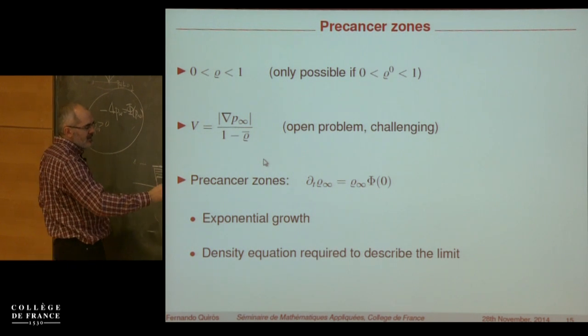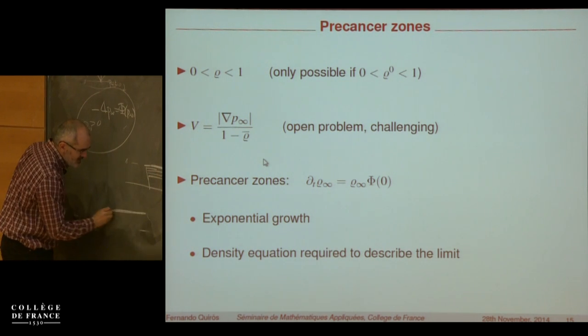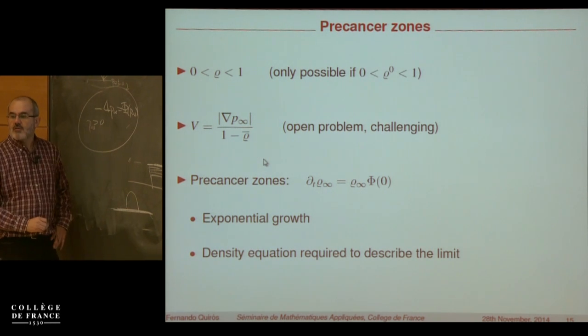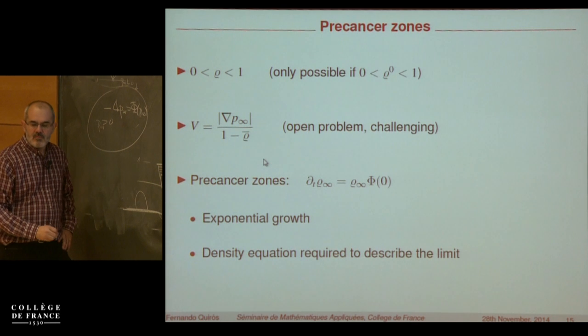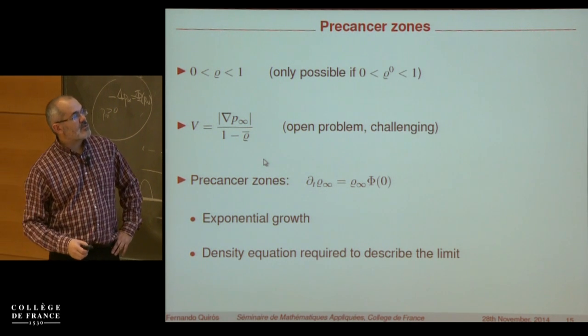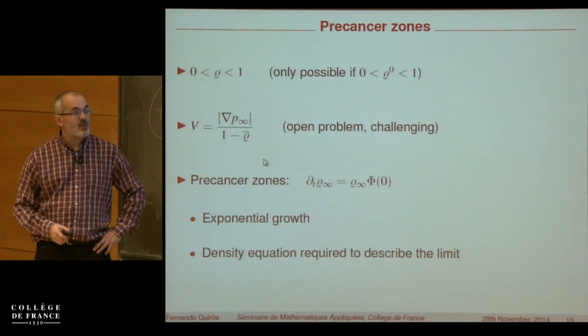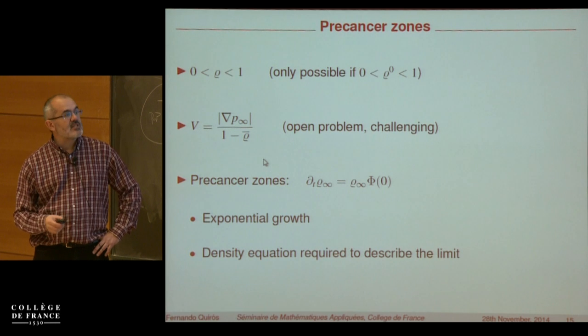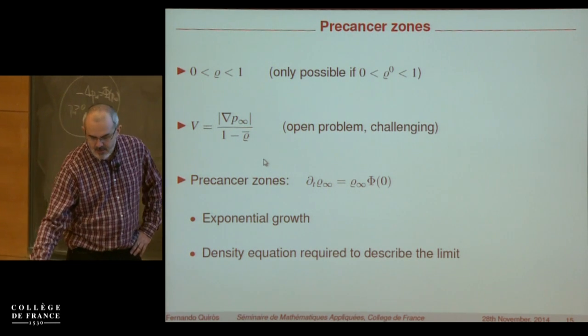So instantaneously, initially you don't have anything for the pressure, and immediately you get a positive pressure in a big set. So the pressure is very, very discontinuous in time. This is not the same for the density. The density, as I told you, the limit is continuous in L1.